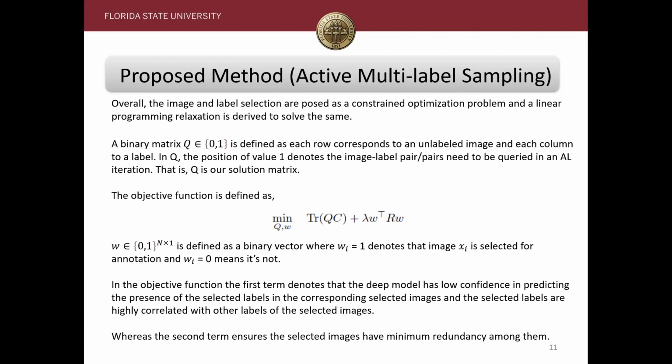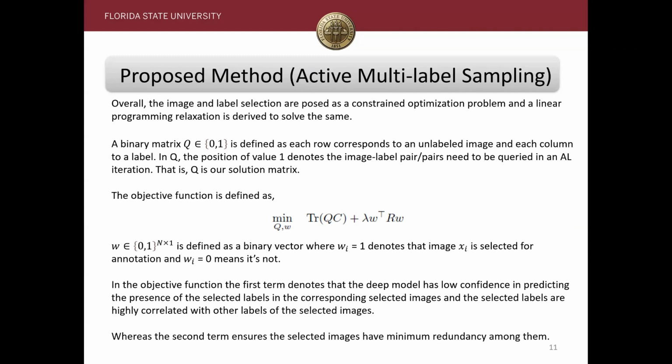The objective function is defined as the minimum of Tr(RQC) plus lambda times W transpose W. W is basically defined as a binary vector where Wi equal to 1 denotes that the image xi is selected for annotation, and Wi equal to 0 means it is not selected for annotation.